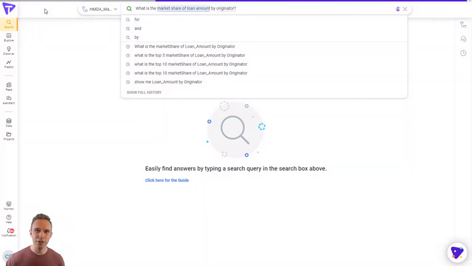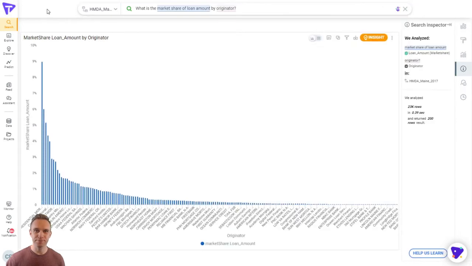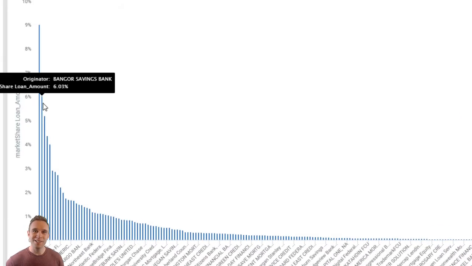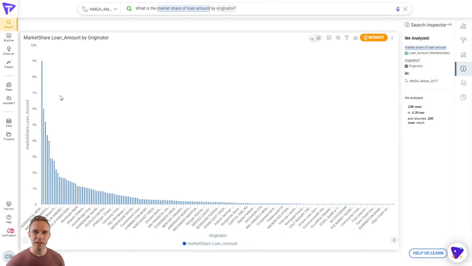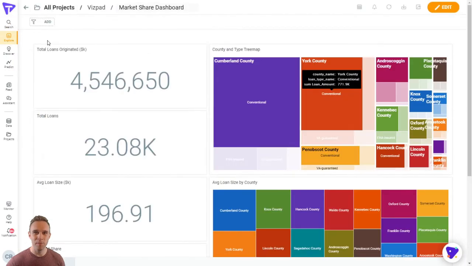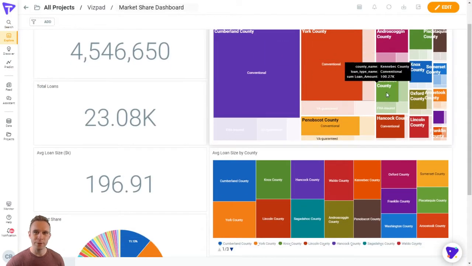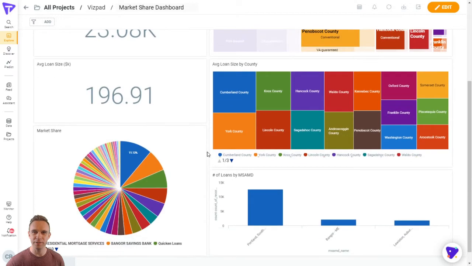I just typed my question into the Tellius natural language search engine. Looks like Bangor Savings Bank was second in market share by total mortgage originated amounts in 2017. It would be interesting to understand what actually drives the highest market share. We could take a look at a VizPad right within Tellius, and this can be helpful to get a sense of your data visually.